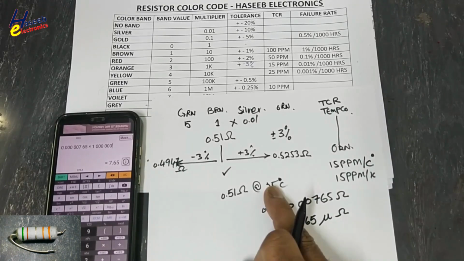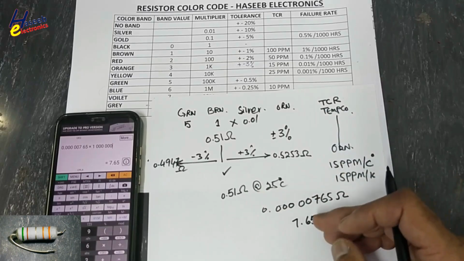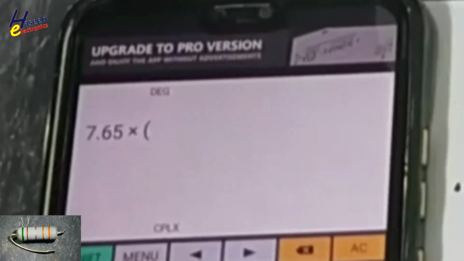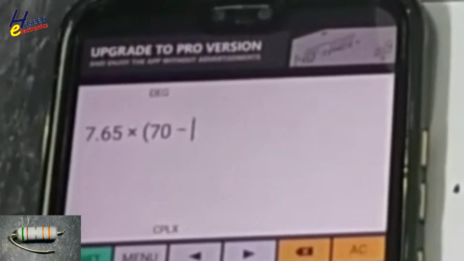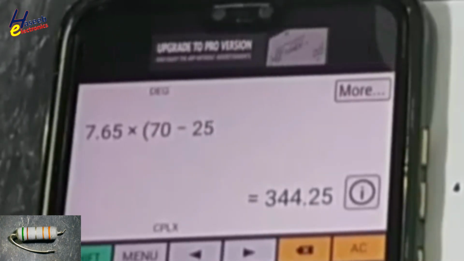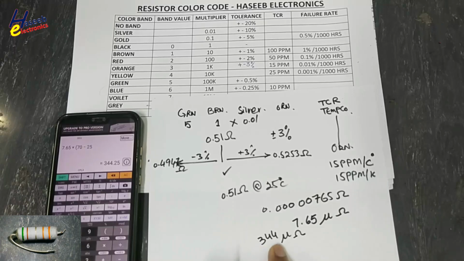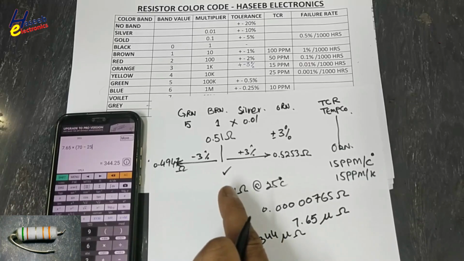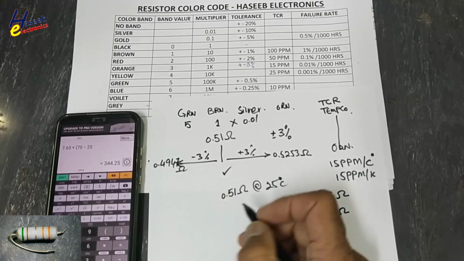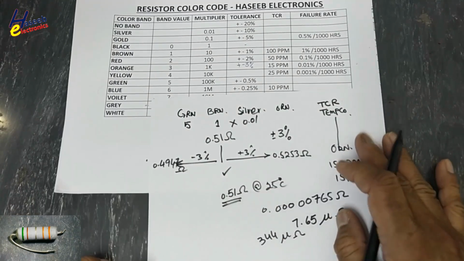Let's suppose while working the temperature reaches 70 degrees Celsius. 70 minus 25, 344 micro ohm. That means 344 micro ohm may increase or decrease from this value at 70 degrees Celsius. So it is temperature coefficient.